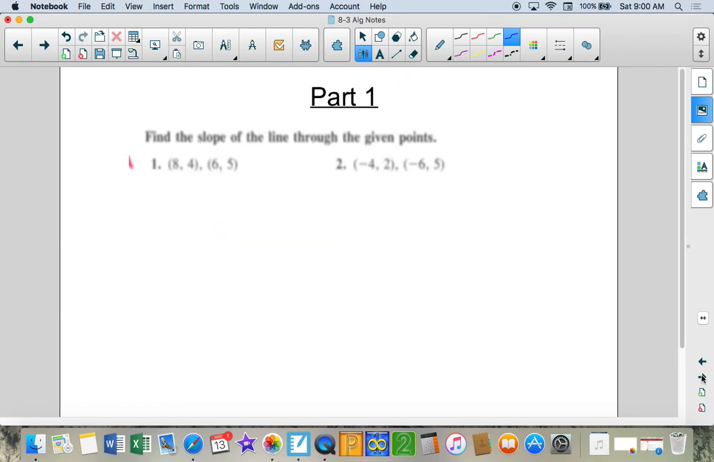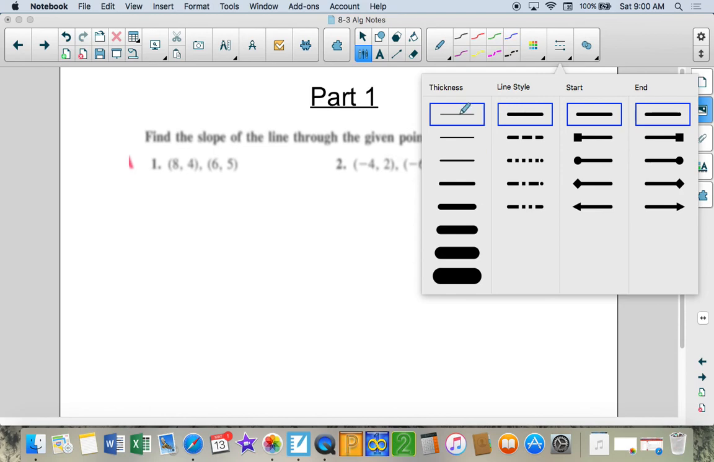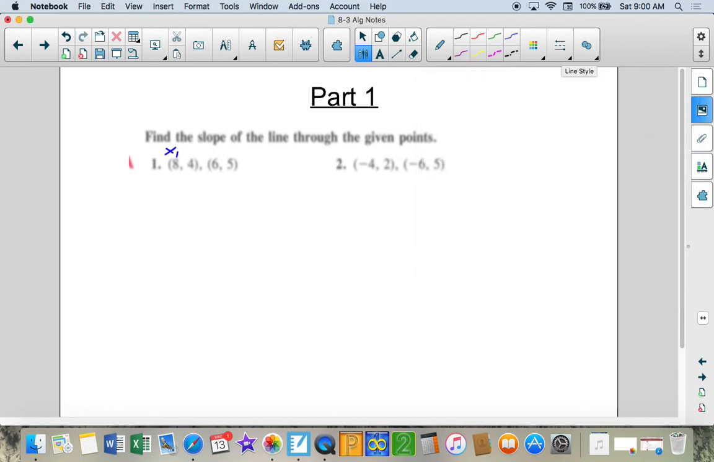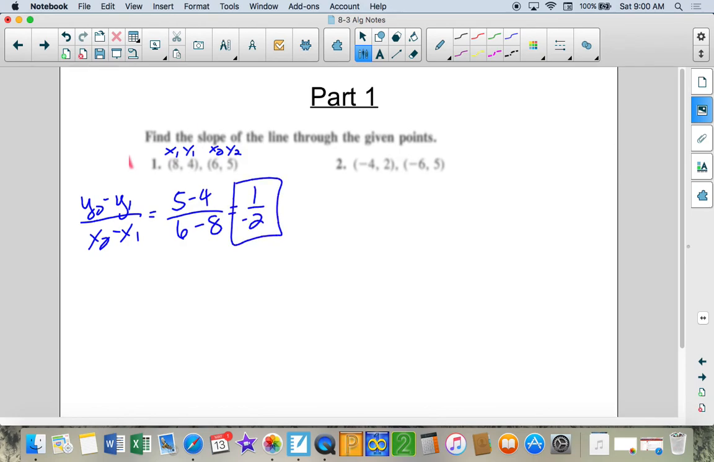So here we go. This is going to be my 2 points. This is my x sub 1, y sub 1. This is my x sub 2, y sub 2. So we have y sub 2 minus y sub 1 over x sub 2 minus x sub 1. Y sub 2 is 5. Y sub 1 is 4. X sub 2 is 6. Minus x sub 1 is 8. 5 minus 4 is 1. 6 minus 8 is negative 2. The slope of that line containing those 2 points is negative 1/2.